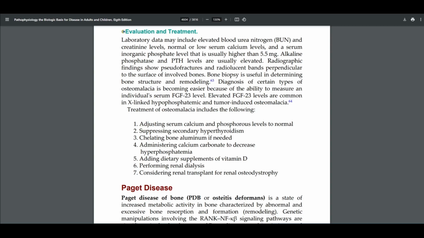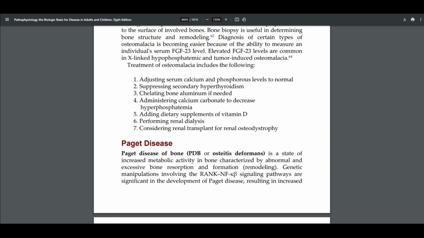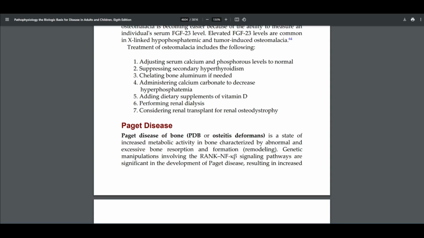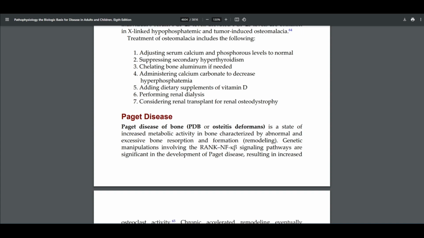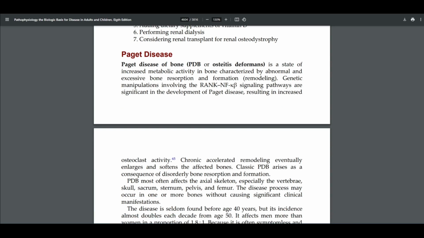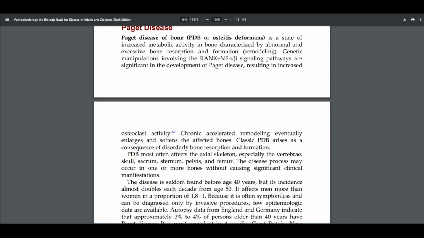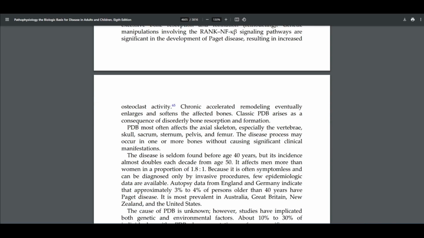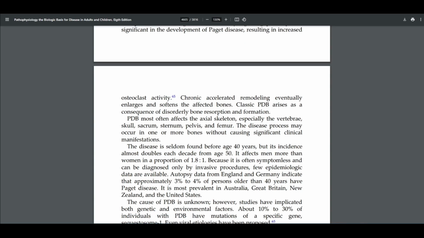That takes us to Paget's disease. Paget's disease of bone is a state of increased metabolic activity in bone, characterized by abnormal and excessive bone resorption and formation. Genetic mutations involving the RANK-NF-kappa-B signaling pathways are significant in the development of Paget's disease, resulting in increased osteoclast activity. Chronic accelerated remodeling eventually enlarges and softens the affected bone. Classic Paget's disease arises as a consequence of disorderly bone resorption and formation.